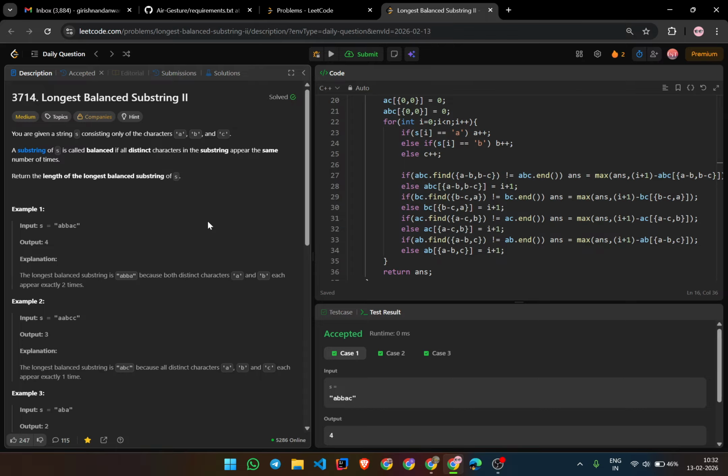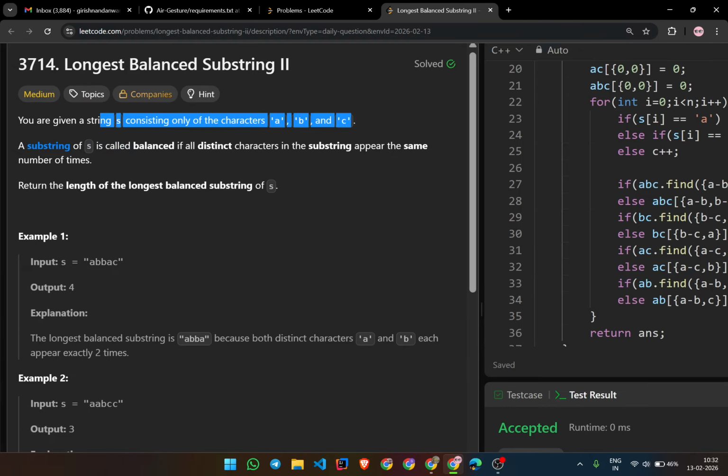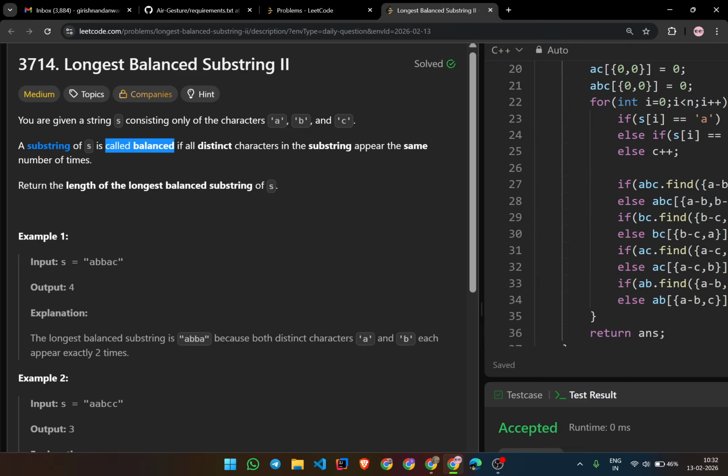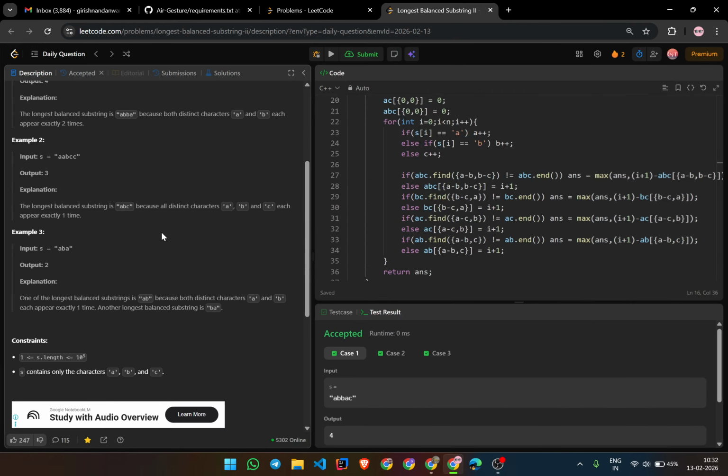You are given a string S consisting only of the characters A, B and C. A substring of S is called balanced if all the distinct characters in the substring appear the same number of times. If all the characters present in the substring occur the same number of times, that substring can be said to be balanced, and we have to return the length of the longest balanced substring.